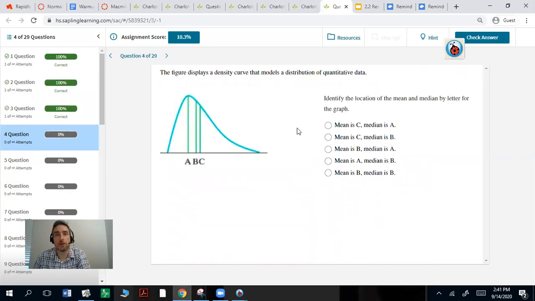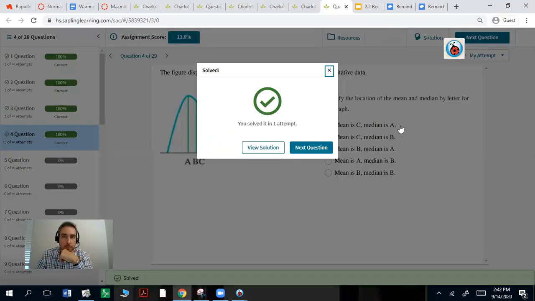Okay, question 4. The figure displays the density curve that models the distribution of quantitative data. Identify the location of the mean and median by letter for the graph. Well, the median should split the data up in half. Now, the top of that hump there, don't be deceived. There's less than half of that data here. But if you look over there, because this is skewed to the right, the mean is going to be higher than the median. So the median should be B, and the mean should be C. Mean should be C because that's further to the right of the median. But the median is right about in the halfway point of all the data. So let's check that. Nice.